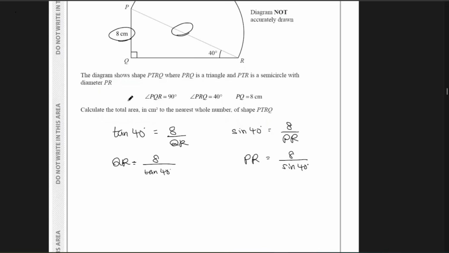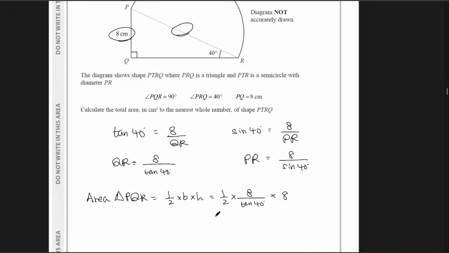To find the area of the triangle, we can use the formula of a triangle. So we can say area of triangle PQR is equal to half times base times height. And that's going to be half times the base, which is QR, 8 over 10, 40, times the height, which is going to be 8.